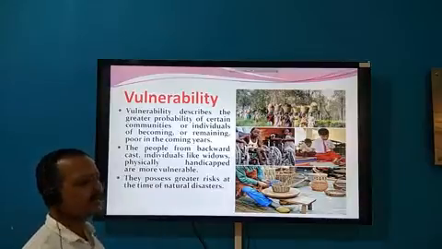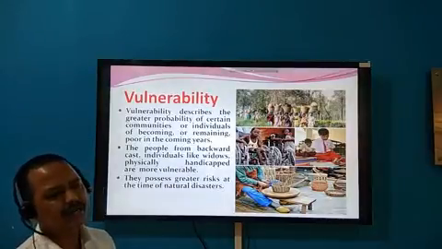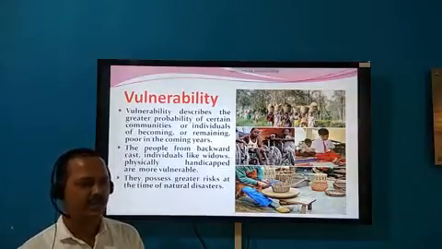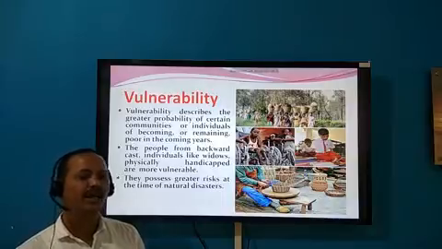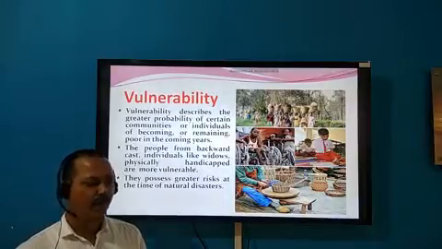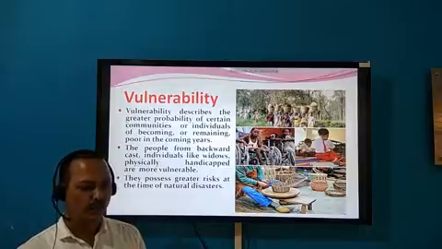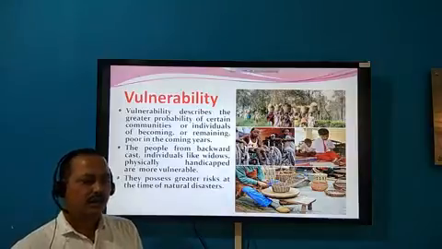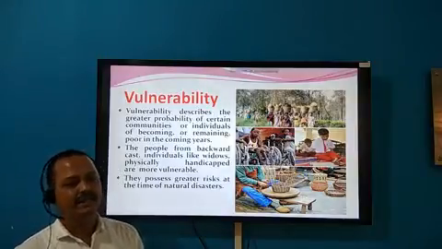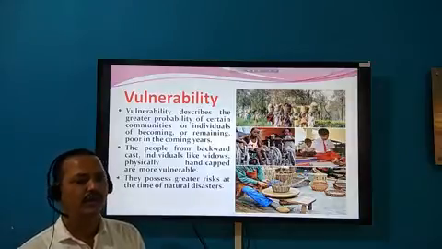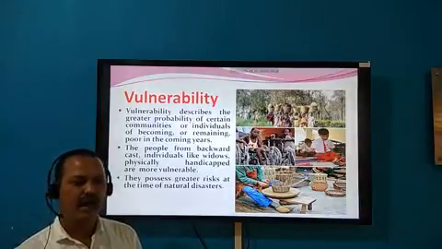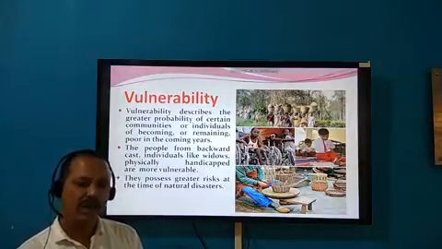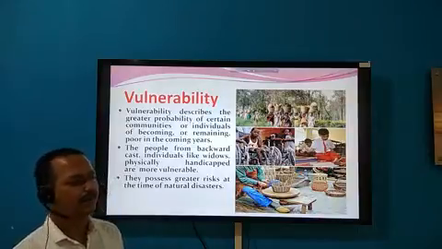Now, the concept, that is vulnerability. Vulnerability describes the greater probability of certain communities or individuals of becoming or remaining poor in coming years. The people from backward class, individuals like widows, physically handicapped, are more vulnerable. They possess greater risks at the time of natural disaster. Means during the time of natural disaster like flood, earthquake, etc., the people who belong to the vulnerable group are badly affected.